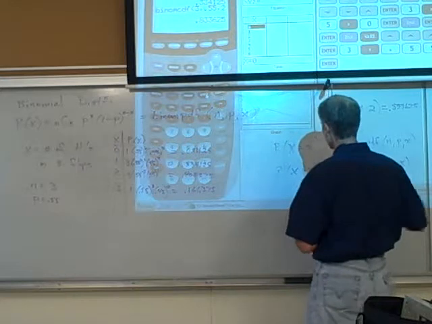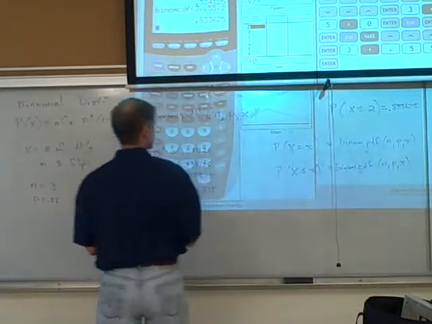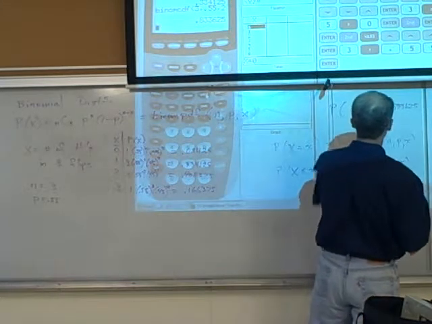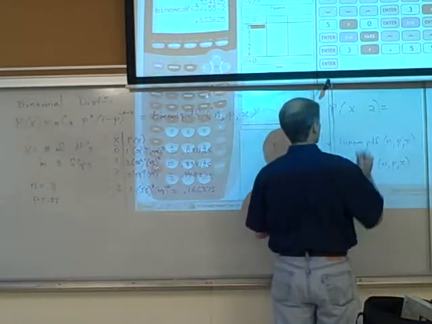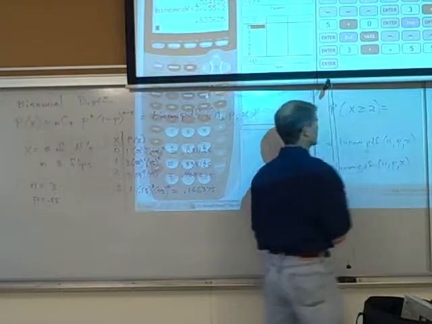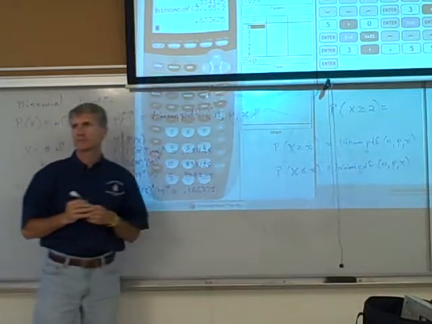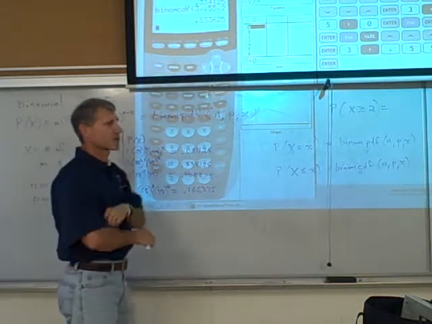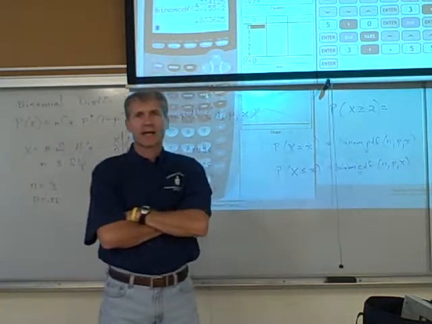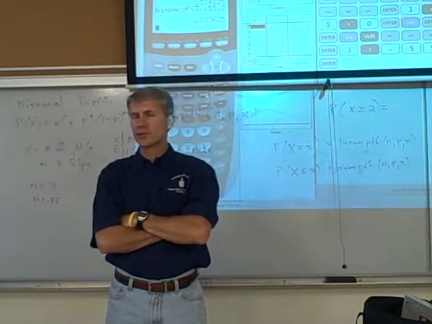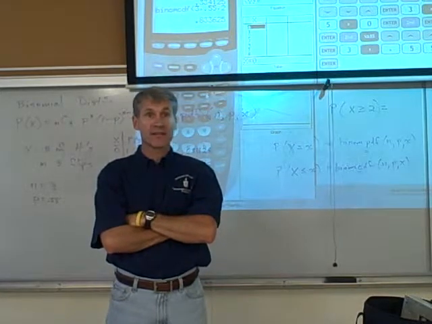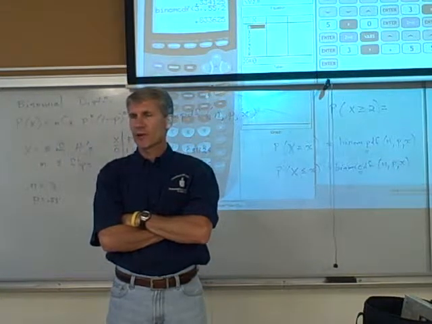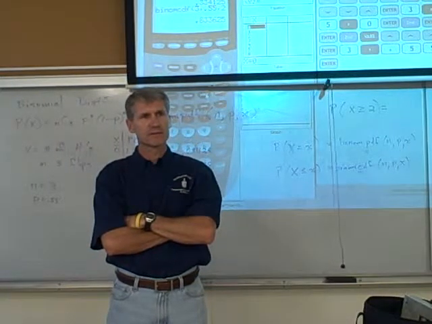All right. Now, let me change this. Let's make it greater than or equal to 2. What's the probability that I flip this coin 3 times and I get greater than or equal to 2 heads? Another way that's often said is at least 2 heads. What's the probability I get at least 2 heads?